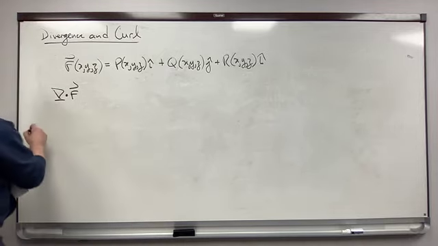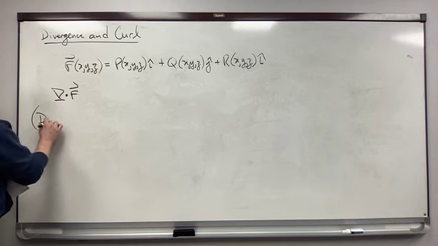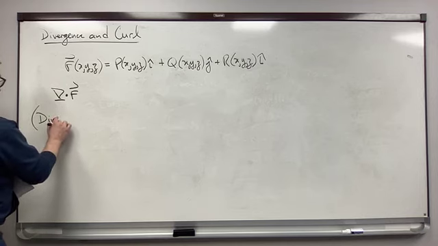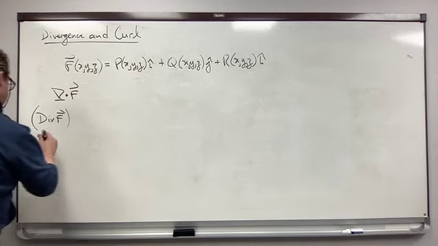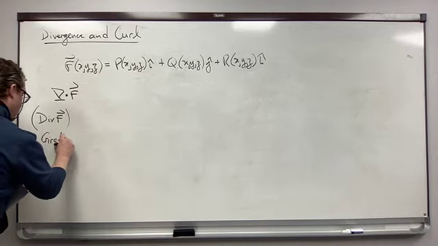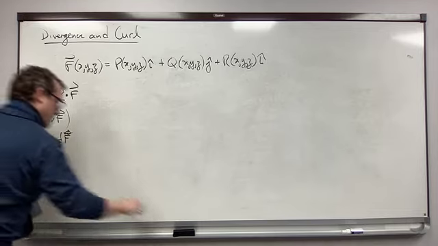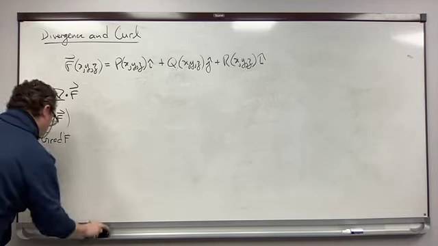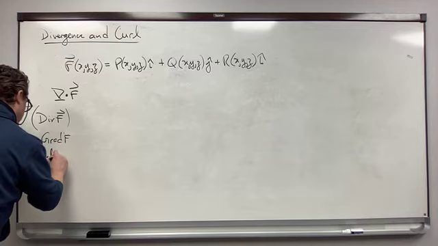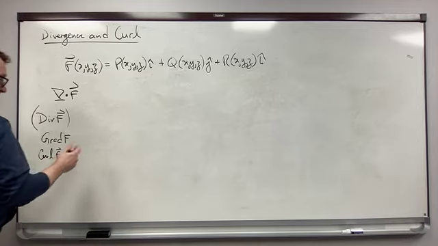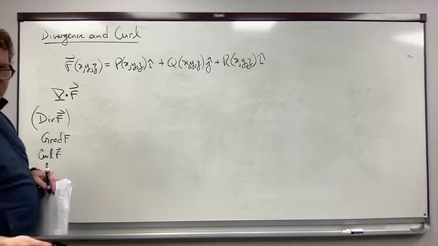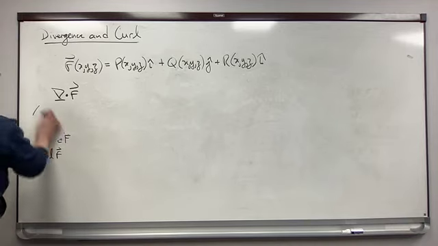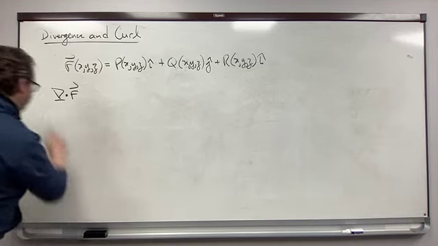There are times in certain books you'll actually see it written like this. I've seen this, like div f. I don't know why they do that or where that comes from. And they'll write things like grad f as a scalar, and then they'll write the word curl f. I don't know what the purpose of that is. Maybe it was different typesetting back then where the del operator was hard to type. I don't know. We use this, divergence.